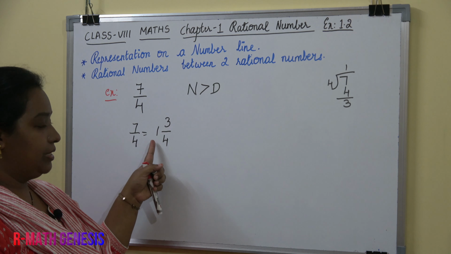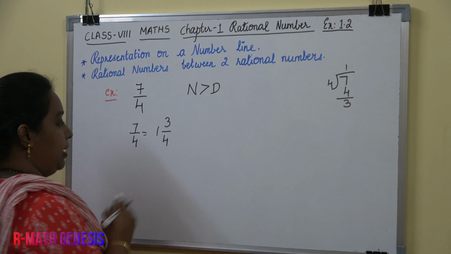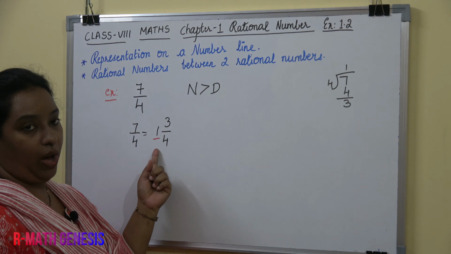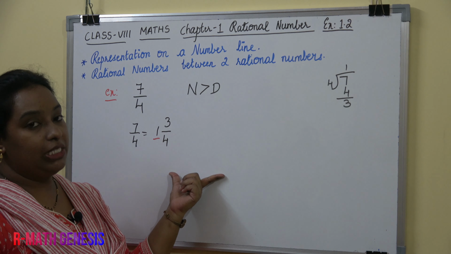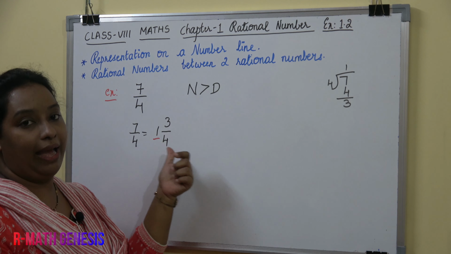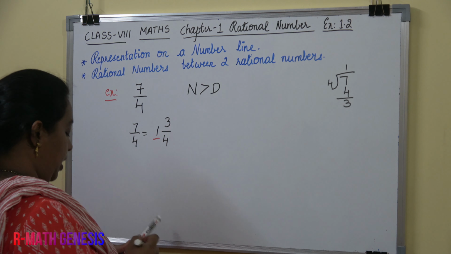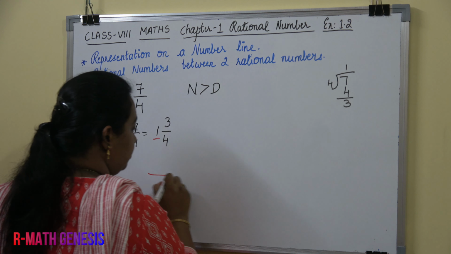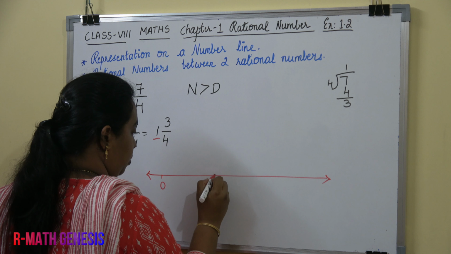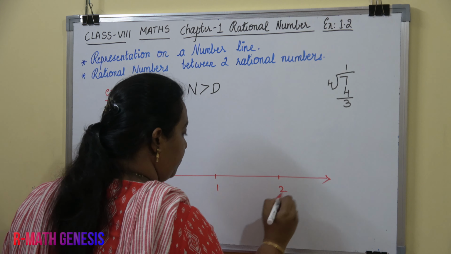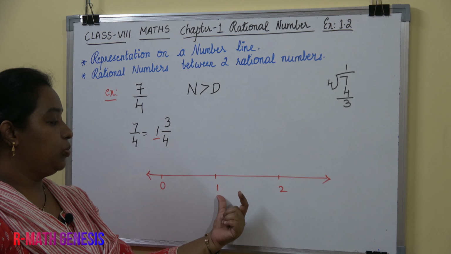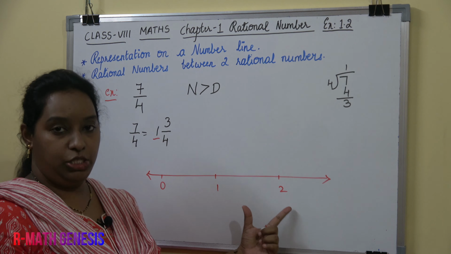Okay, so here if you consider the number line, the point 7 by 4 lies after 1 and before the next natural number, 2. So this rational number 7 by 4 lies between 1 and 2. Now if we take a number line, this is 0, 1, 2. So the rational number lies between 1 and 2.